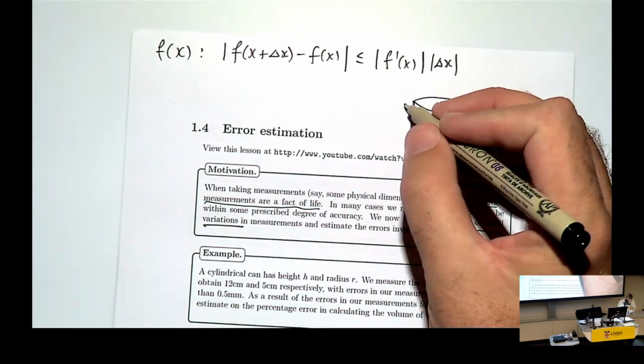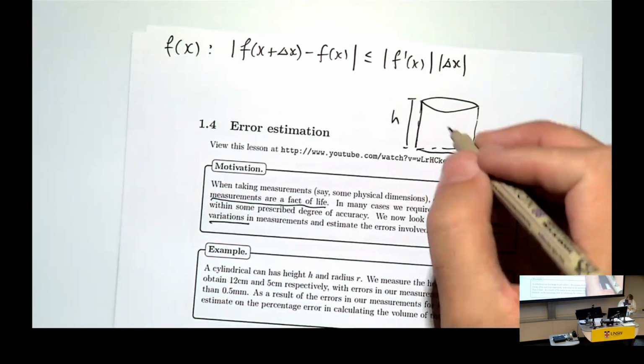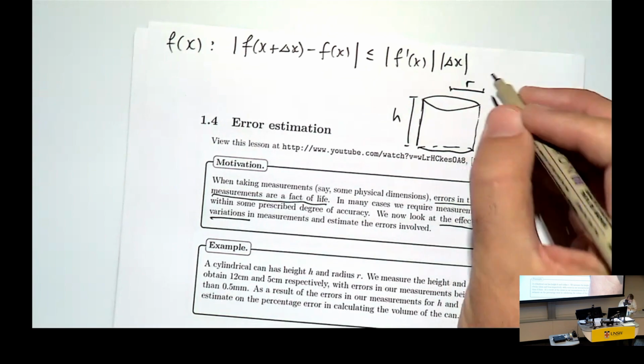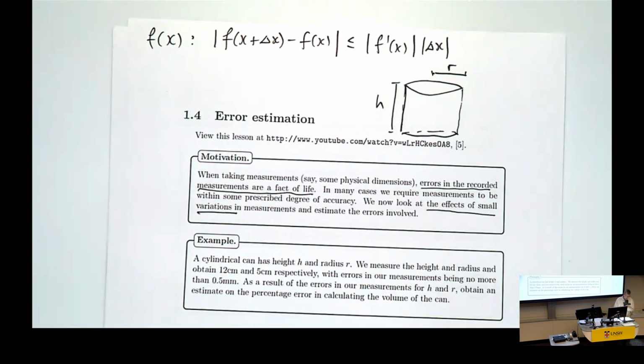Okay, so we've got the height, we've got the radius. So when we do our measurements, at least in this problem, we estimate the height to be 12 centimetres, and we estimate the radius to be 5 centimetres. But they're not exact. There may be errors in those. We're told that the tolerances that we have with the errors are no more than 0.5 millimetre. Obtain an estimate on the percentage error in calculating the volume of a can.